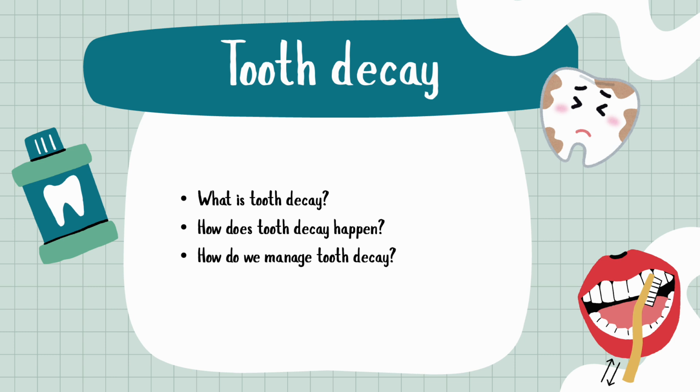Our mouths naturally contain millions of bacteria, and some of these bacteria feed on the sugars that we eat to produce acid as a waste product. This acid attacks our teeth, and this results in holes that we call cavities. Tooth decay can be managed and prevented through regular trips to the dentist for a checkup, limiting sugary foods and drinks, and having good oral hygiene habits. So we will discuss all of these in the following slides.